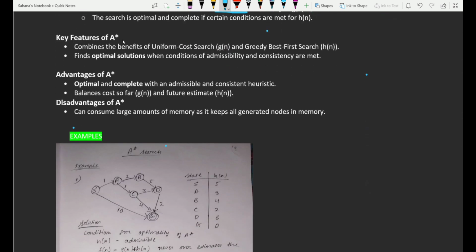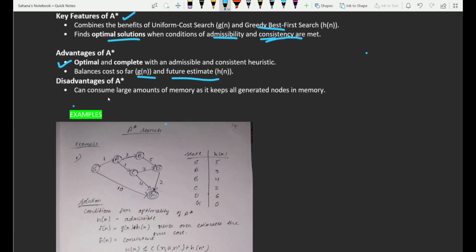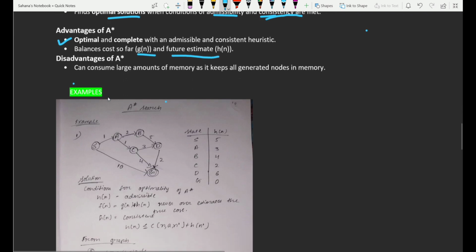Then the key features of A star: it combines the benefits of uniform cost search and greedy best first search. It finds the optimal solution when the conditions of admissibility and consistency are met. These are the conditions of optimality of A star, that are admissibility and consistency. Advantages: it is optimal and complete with an admissible and consistent heuristic. This balances the cost so far, g of n, and the future estimate, h of n. Disadvantages: it can consume a large amount of memory as it keeps all the generated nodes in memory. Okay, it consumes lots of memory storage.